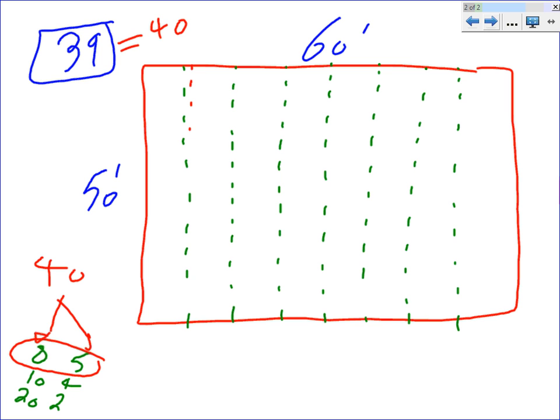Anybody disagree why I put the 8 columns instead of the 5 columns? You put the largest number where the largest distance is, right? So the 8 went at the 60 because 60 is more than 50. And so these are my columns.